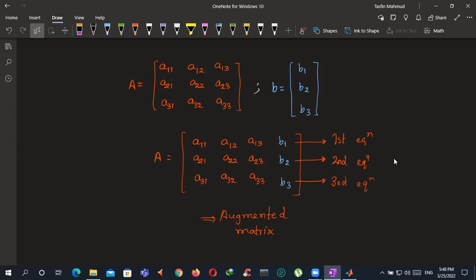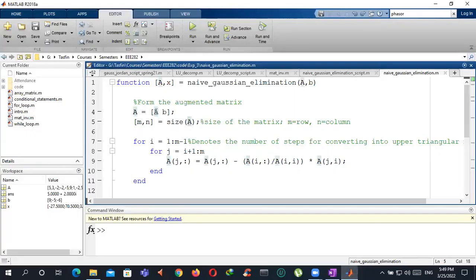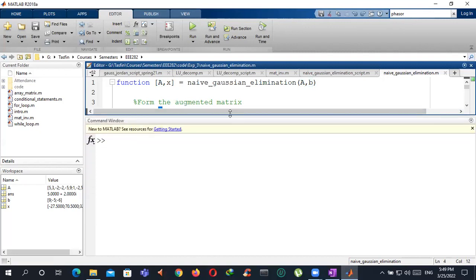The purpose of augmenting is that we want to make the changes in the constant part as well. That's why we are considering the coefficients of A and the constant B all together. All together we are doing the calculation. That's why we are augmenting it in the A matrix. After writing the A matrix, we are writing the B matrix by putting a space in between them. Then they get augmented. Let me give you an example.